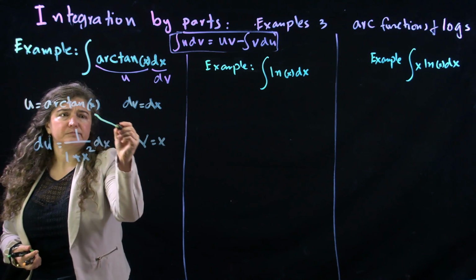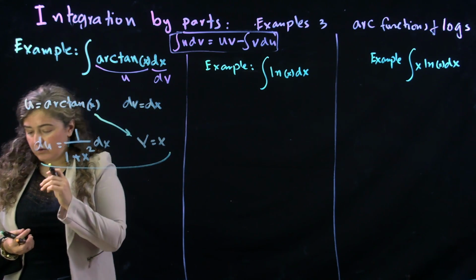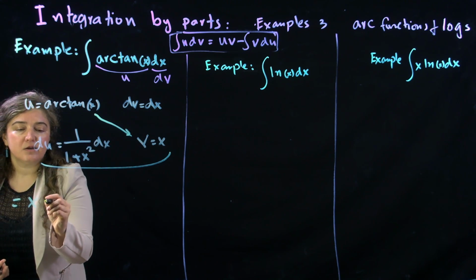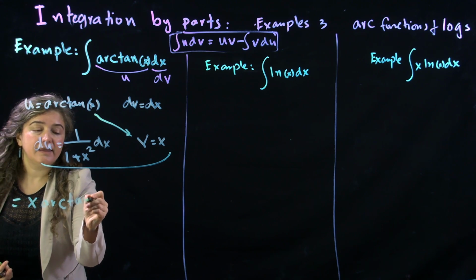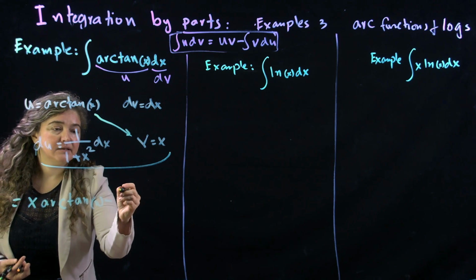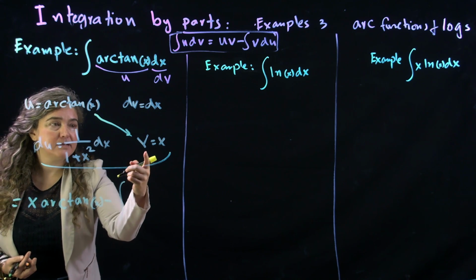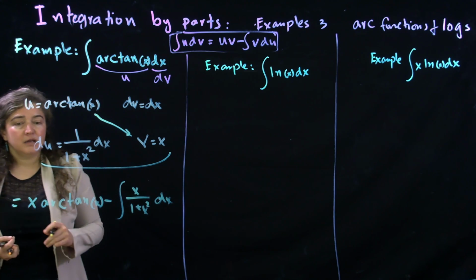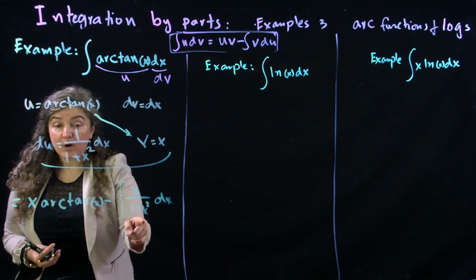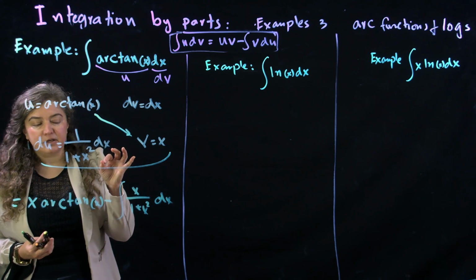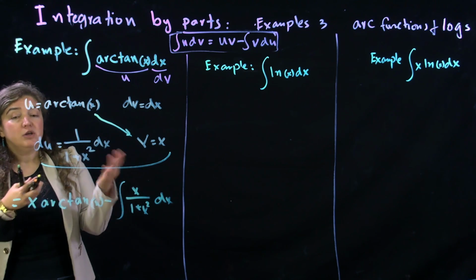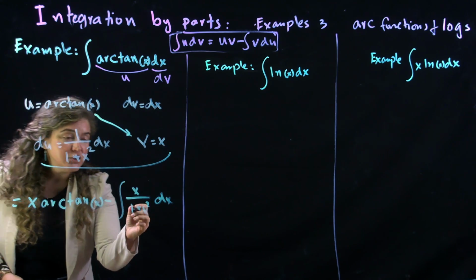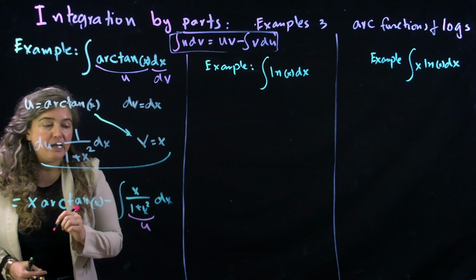Again, these two multiply, minus the integral of the second line. What I get is x arctan of x minus this entire thing, x over 1 plus x squared dx. I'm not done. Do I know how to integrate this one? Yeah, I kind of know. This is a u substitution. So I did an integration by parts, and now I ended up with a u substitution. What should I choose for u? This would be a good option.